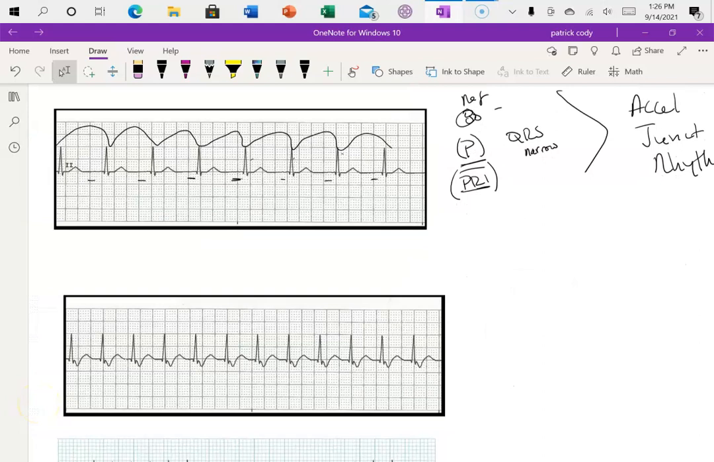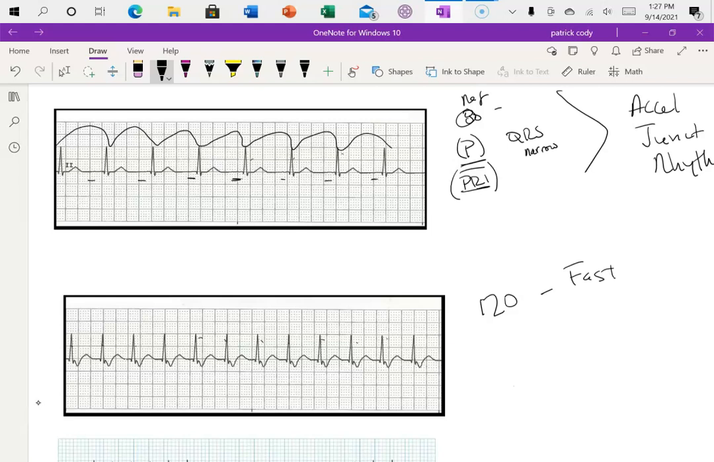Alright, so let's carry on and look at this next rhythm, and let's follow our same processes for looking at these. So this is a 6-second strip, so let me count up my QRS complexes. 1, 2, 3, 4, 5, 6, 7, 8, 9, 10, 11, 12. So 12 times 10 is 120. Okay, so obviously that's fast, but that's okay right now. It's not terribly fast.